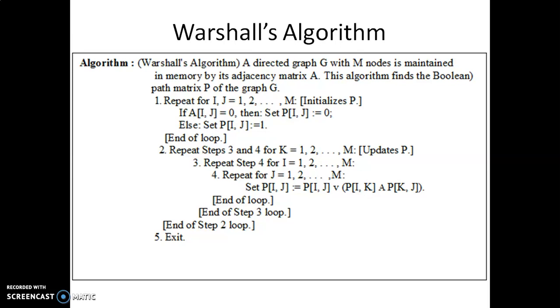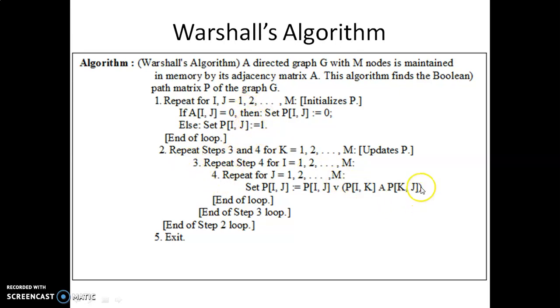In Warshaw's algorithm, a directed graph G with m nodes is maintained in memory by its adjacency matrix, and this algorithm finds the Boolean path matrix P of the graph G. In this algorithm, there are two steps we have discussed earlier by considering the simple example. In the first step, we take the adjacency matrix and write the path matrix, that is, adjacency matrix equal to path matrix. Now if you see here, if A of i j is equal to 0, it indicates that there is no edge and the path is equal to 0, and else P of i j is equal to 1. This is the first step.